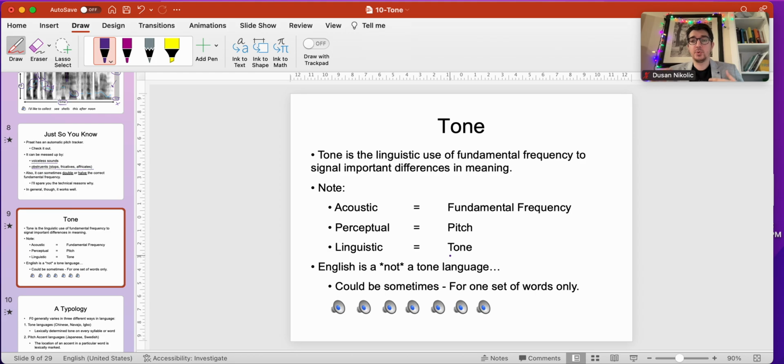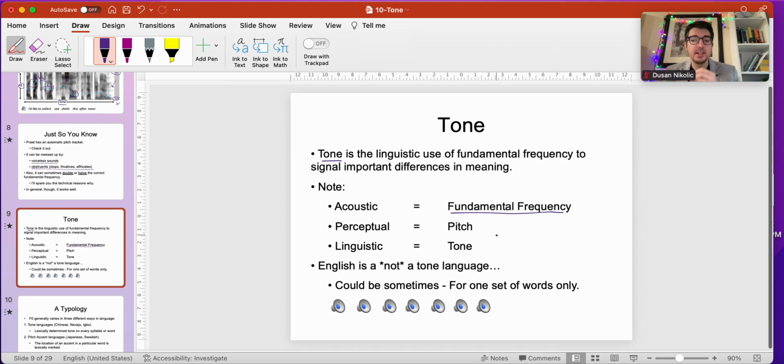Finally, we come to what is important to us, and that's tone. Tone is the linguistic use of fundamental frequency, and acoustically we measure fundamental frequency, the greatest common denominator of a complex wave, and the concept which tells us how many times a second our vocal folds open and close. That's fundamental frequency, or as we call it, F0. So this is an acoustic term and it's real.